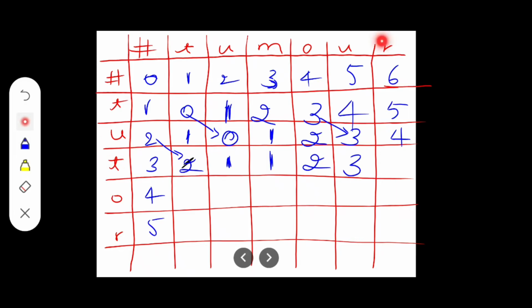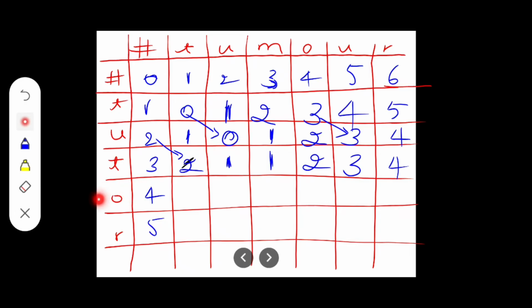Again, T is compared with R. T and R are not equal. So this is the box we have to fill, and this is the set we have to consider. Which is the minimum element here? 3, 3 and 4. The minimum element is 3. So I have to fill 3 plus 1, that is minimum element plus 1, which is 4. So I'll be filling 4 here.